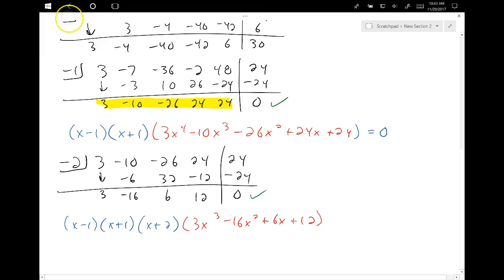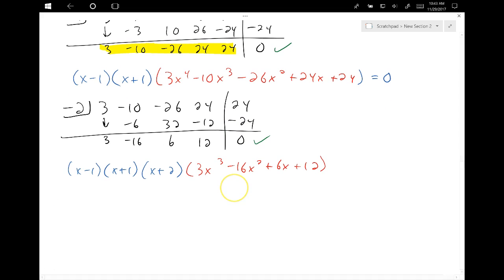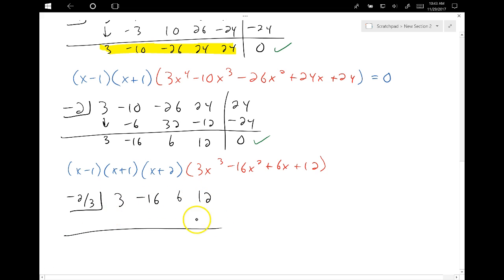All right. Now, you can continue to go through this. You're going to get a lot of kind of dead ends when you try and do it. But I believe if you do 2/3, it works out. Sorry, negative 2/3, with what's left in the parentheses there. And so you end up getting that negative 2/3 is a 0 because we got our remainder of 0.